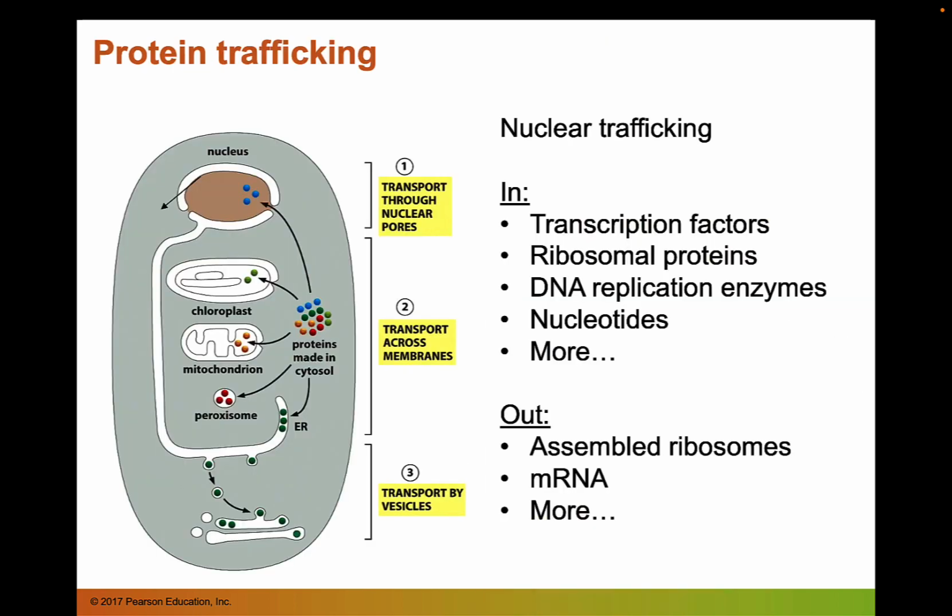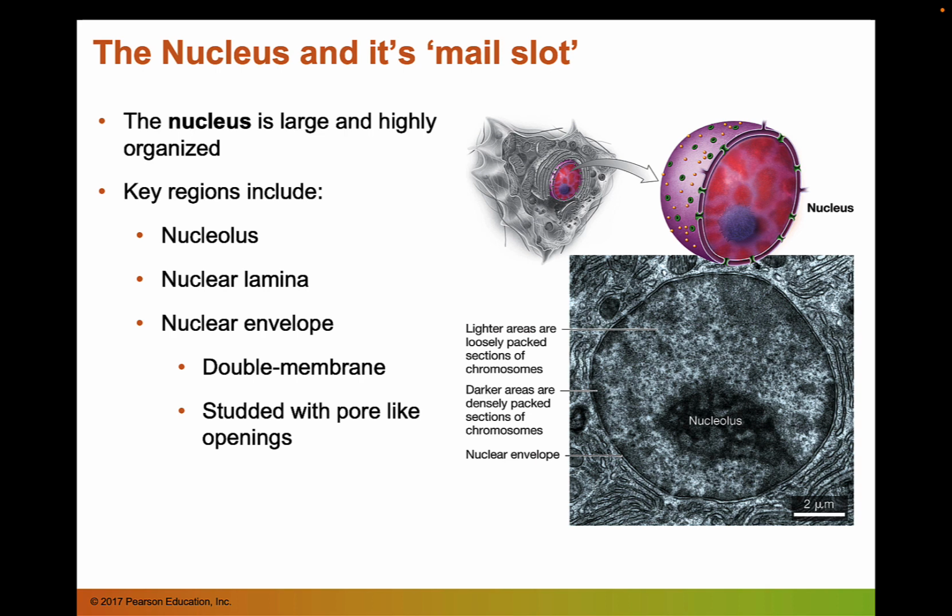So just to review, things that might go in include transcription factors, ribosomal proteins, DNA replication enzymes, but also building blocks like nucleotides to make DNA. And there's a lot more that I'm not covering, but things that need to move out of the nucleus, so these are things that are made in the nucleus, include assembled ribosomes, as well as mRNA and other products. So how is this going to happen? So let's walk through the different steps, keeping in mind, right, we need a zip code and a mail carrier and some sort of energy, as well as a mail slot.